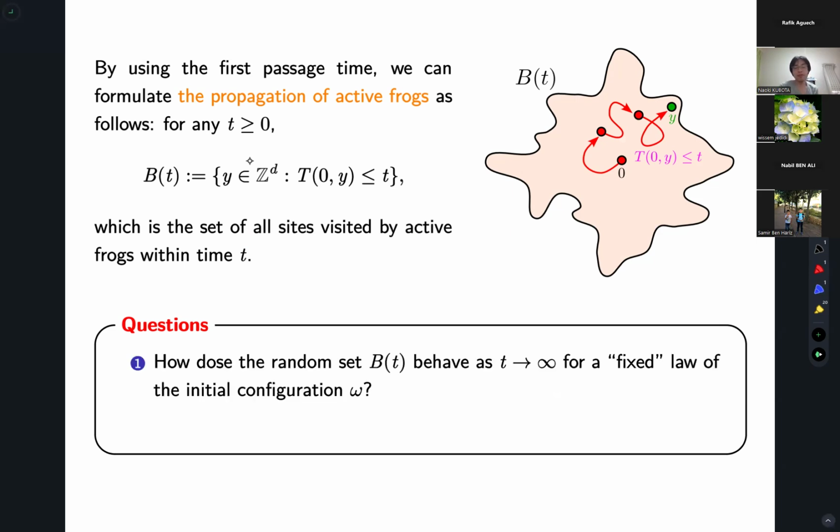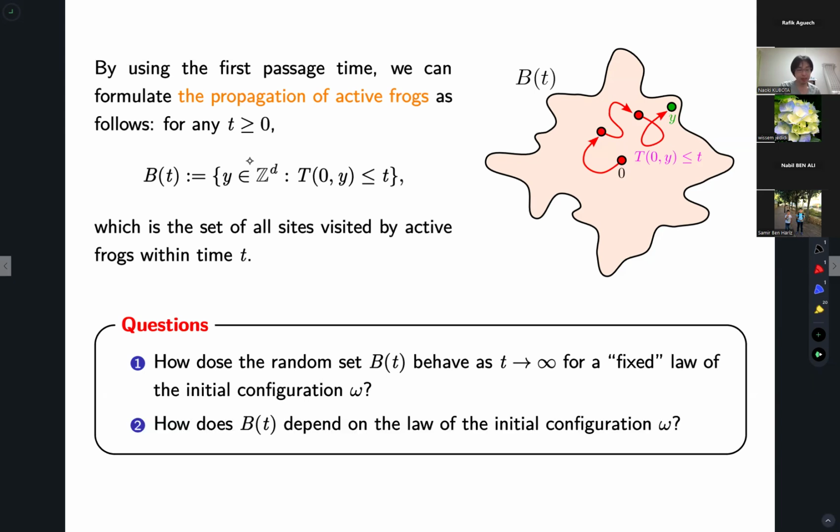Okay, so the following natural question arises. How does a random set behave as t goes to infinity for a fixed law of the initial configuration omega? And the second question is: does this propagation of active frog depend on the law of the initial configuration omega? So these two questions are very natural when we consider the behavior of the propagation of active frogs.